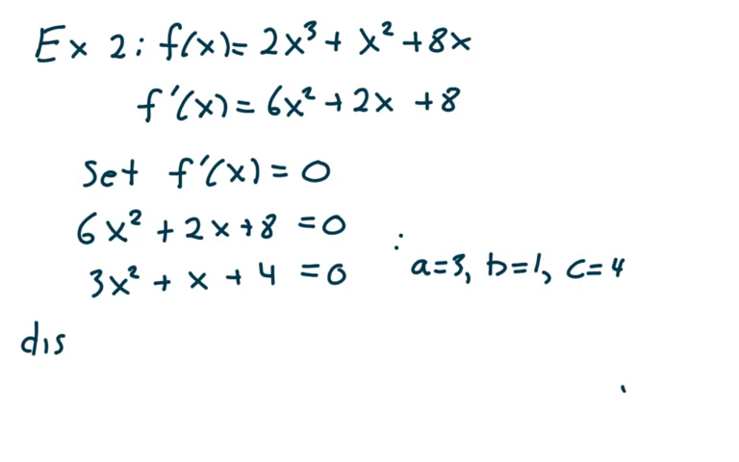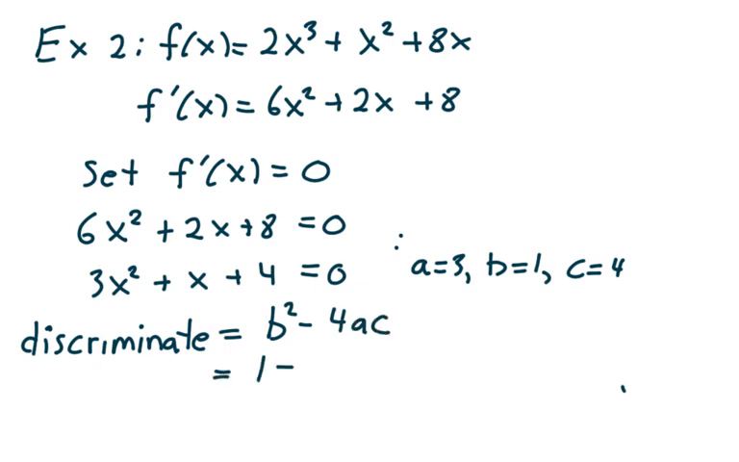The discriminant, if you guys remember, it's a really quick way to look. So this is b squared minus 4ac. But that's 1 minus 4 times 3 times 4, which is less than 0, right? Now, what does that mean? That means 3x squared plus x plus 4 equals 0 has two complex solutions.